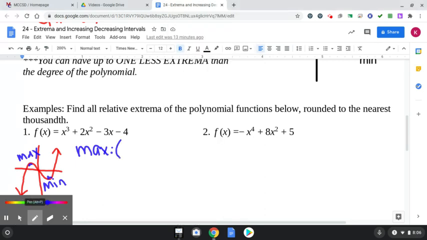Again, that point was negative 1.869 and 2.065.